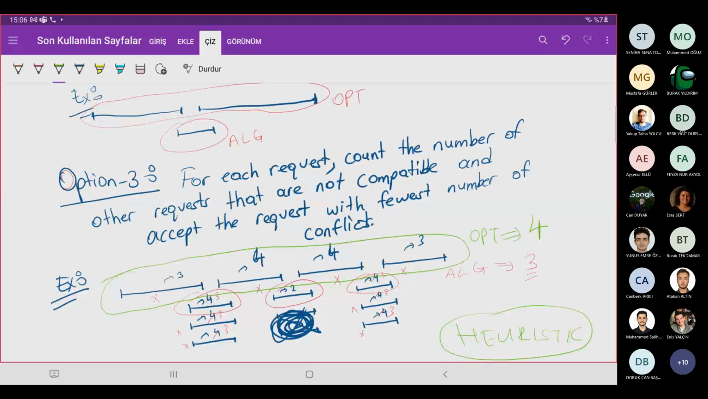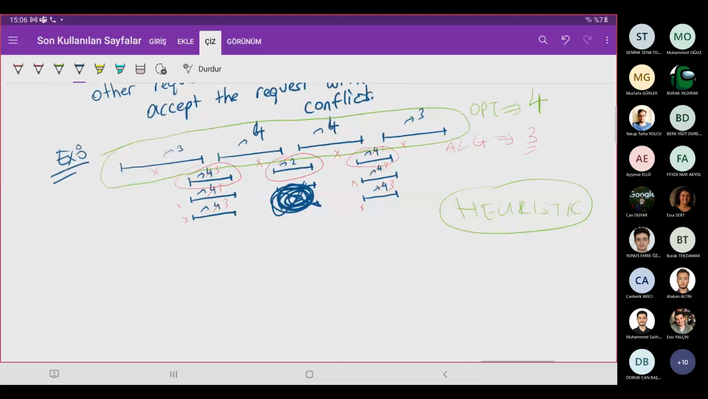I hope it's clear. Is it clear? Yes, thank you. Okay. So let's talk about an optimum option then.